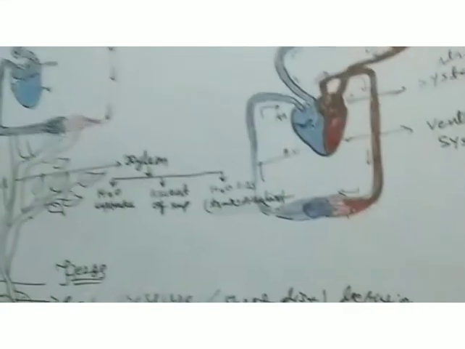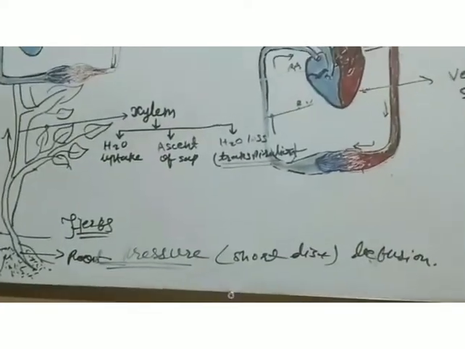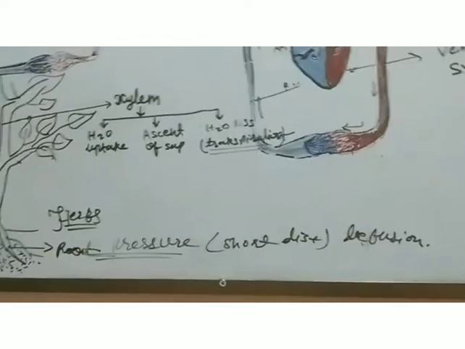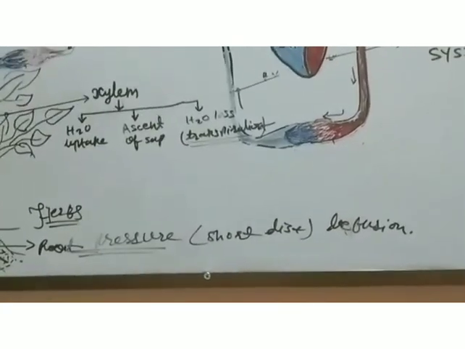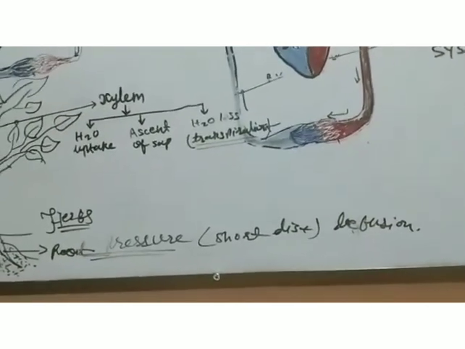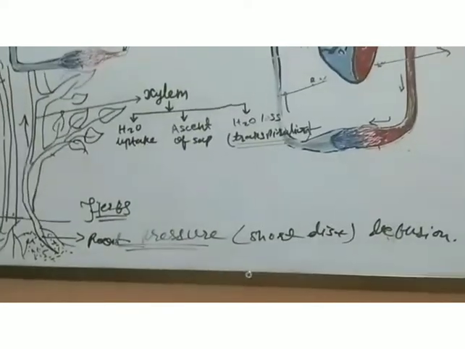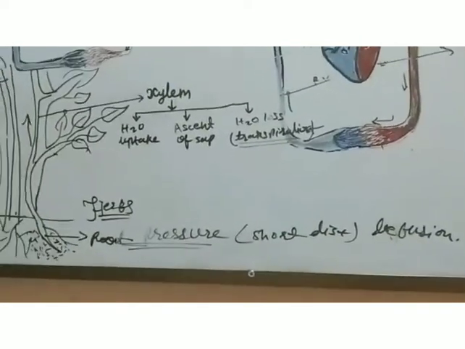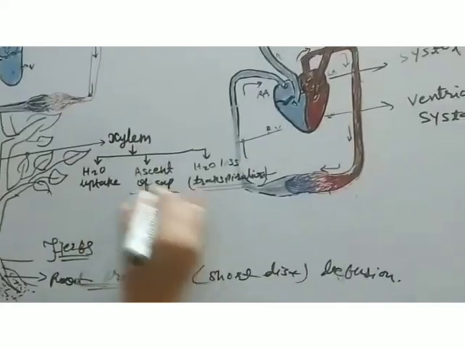Then in tall trees, the main force responsible for the upward movement of the water is transpiration pull, and it is generated in the leaves, which pulls the water column filled in the xylem, tracheids and vessels. The major event of upward movement of water and minerals is called the ascent of sap.